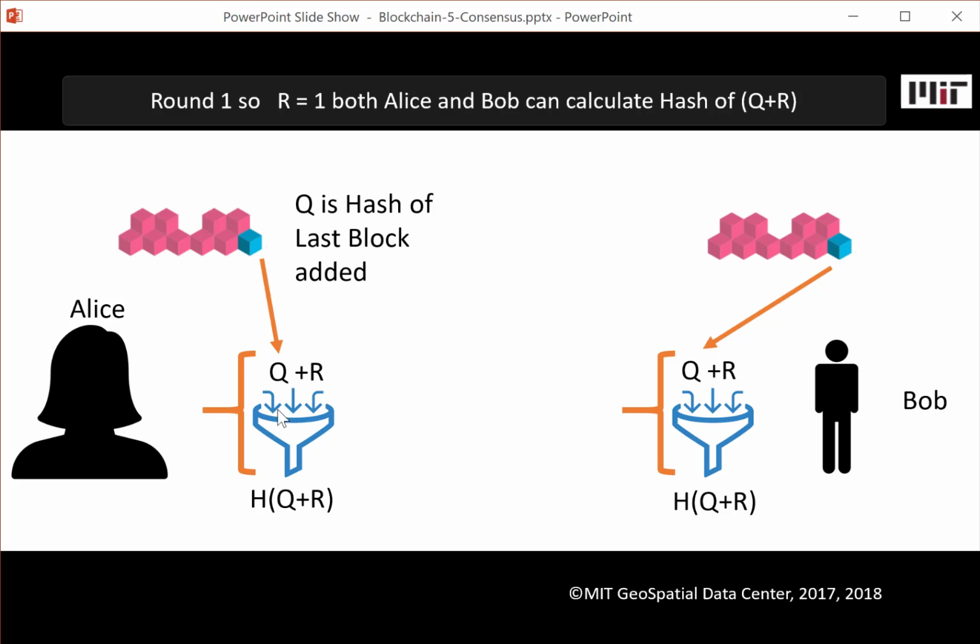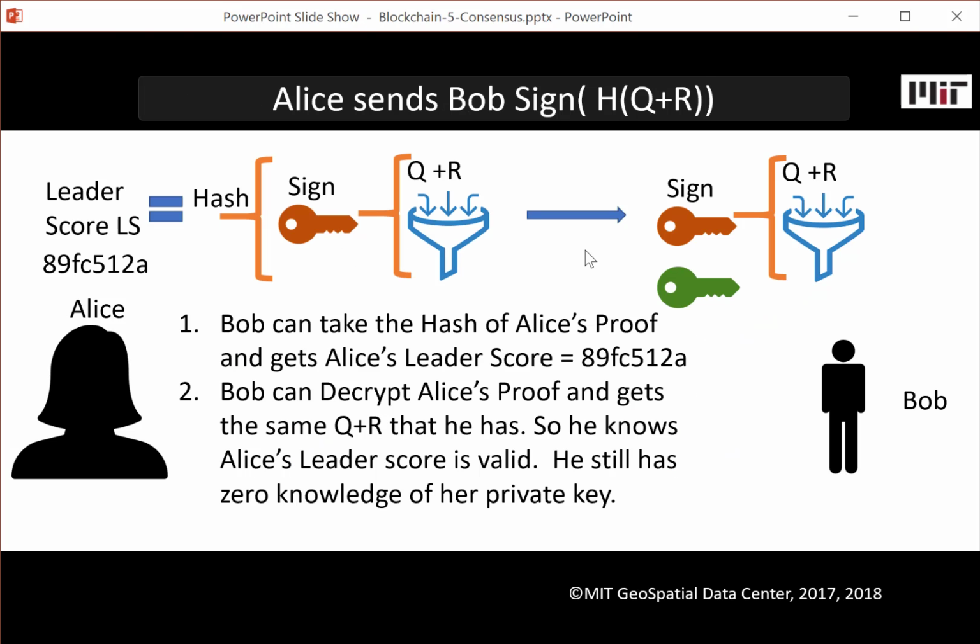So they can calculate now the hash of Q plus R, without communicating at all. So both Bob and Alice know the hash of Q plus R, but they don't know if they're leaders yet. Now, the leadership score is derived by they need to sign the hash of Q plus R with their private key and then take a hash of that. And the person with the lowest hash is going to be leader number 1, the next lowest is going to be leader number 2, etc.